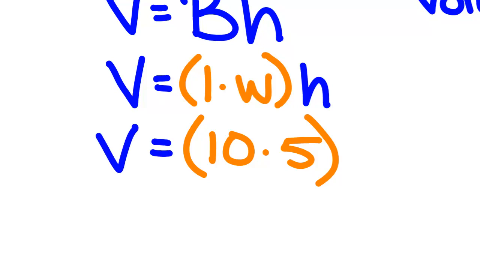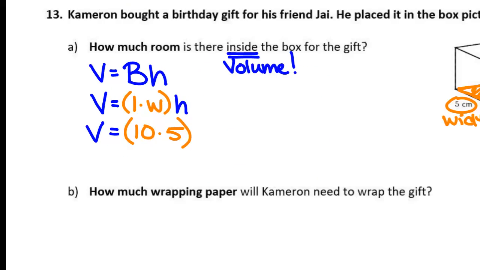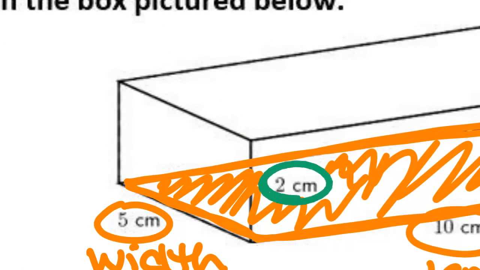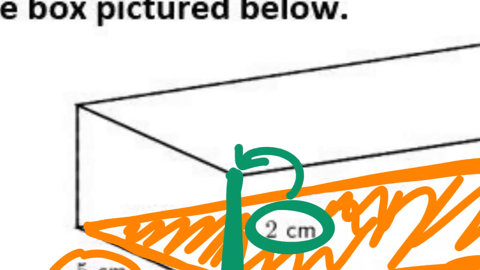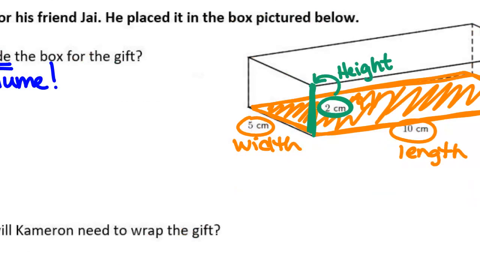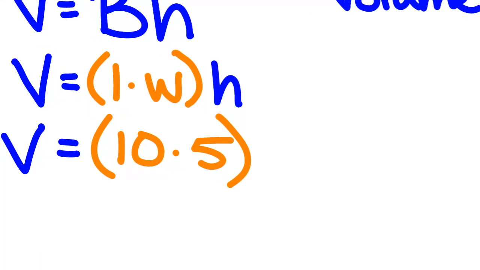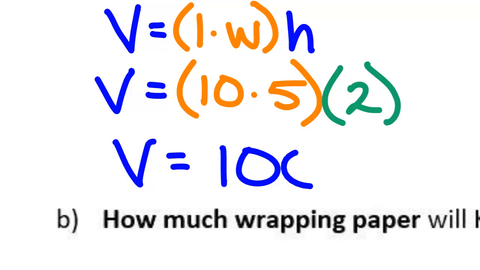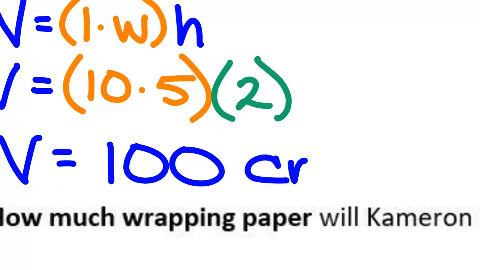And now I need the height of the whole prism. If 10 and 5 are the length and the width, what is the height? The 2, right here. That is this piece. That is the height of the prism. So I have 10 times 5 times 2, which gives me a volume of what? 100. What units should I put with that? Centimeters cubed, yes.